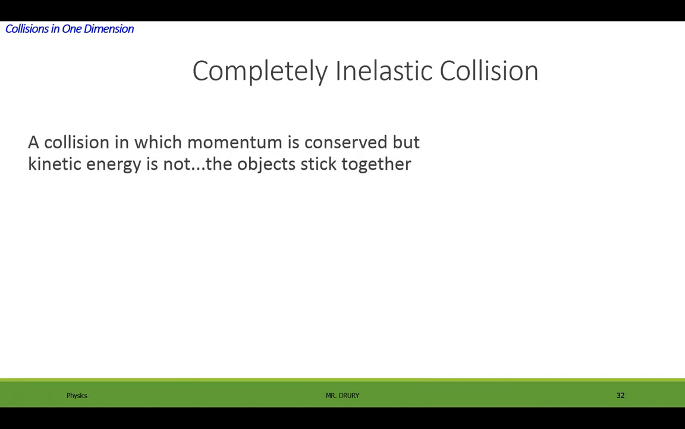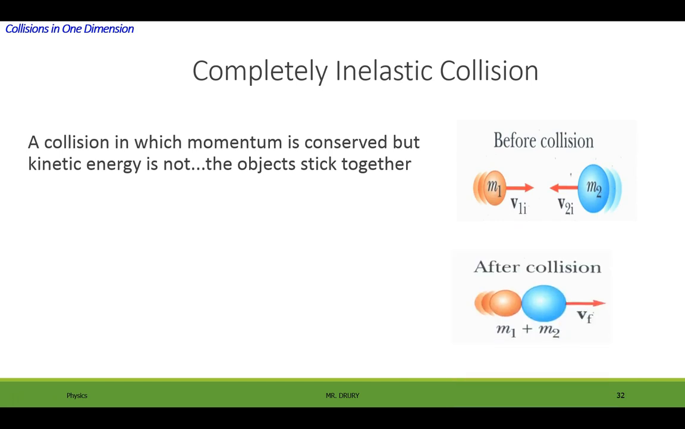So, completely inelastic collisions. A collision where momentum is conserved, but kinetic energy is not, and the objects stick together. So here you've got two objects, M1 and M2, coming in together, and they hit into each other, stick together, and move off with some final velocity. So here you have the initial momentum of 1, the initial momentum of 2, and the two of them stick together and move off with some final velocity.